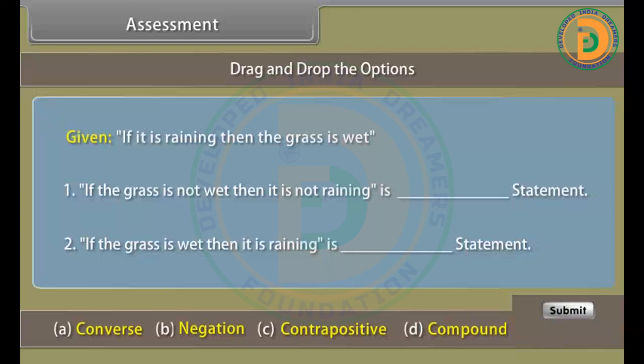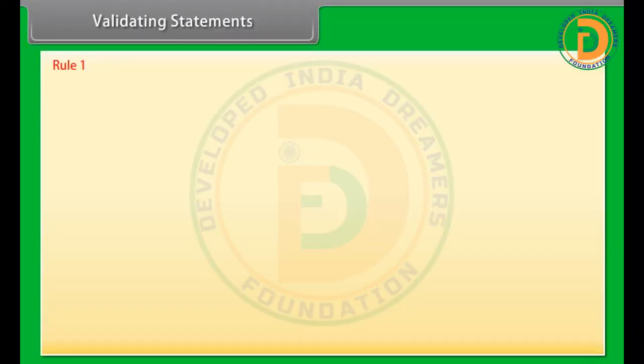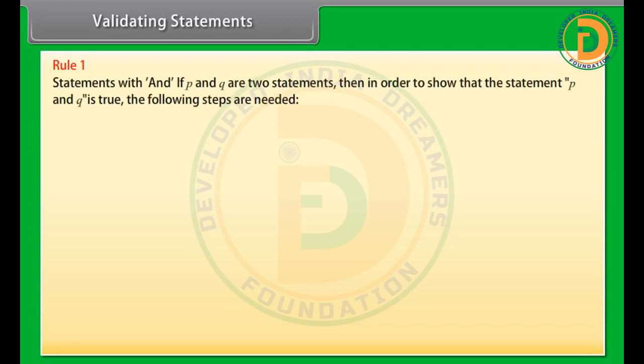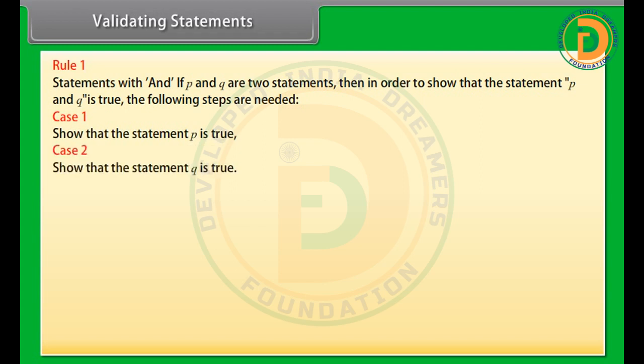Drag and drop the options. Validating statements. Rule 1. Statements with AND. If P and Q are two statements, then in order to show that the statement P and Q is true, the following steps are needed. Case 1. Show that the statement P is true, and Case 2. Show that the statement Q is true.